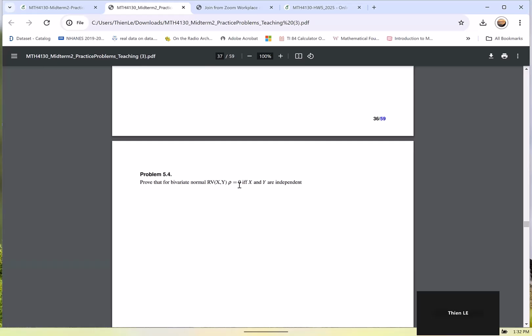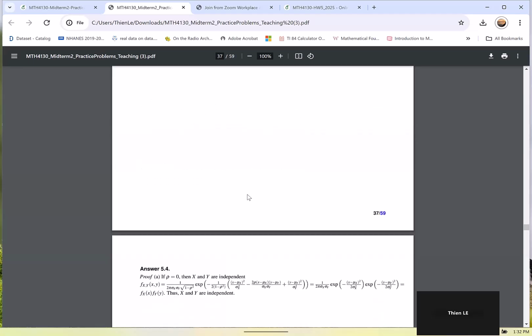So this is one very powerful thing about the bivariate normal. If you can show that rho is 0, then you have independence. Independence implying rho 0 is correct for all random variables, but the reverse, rho 0 implying independence, only holds for the bivariate normal. In general, it doesn't hold.